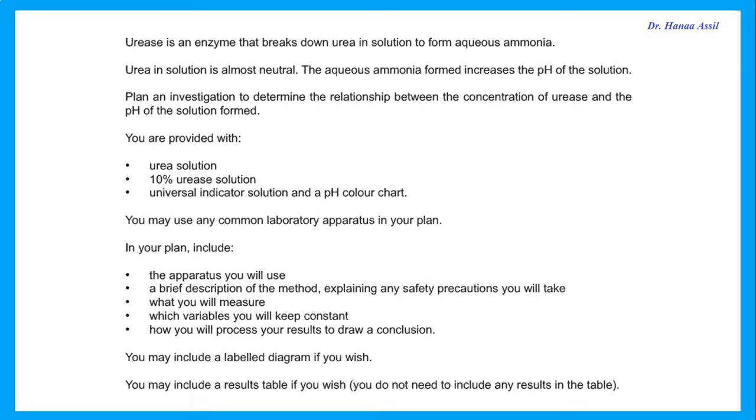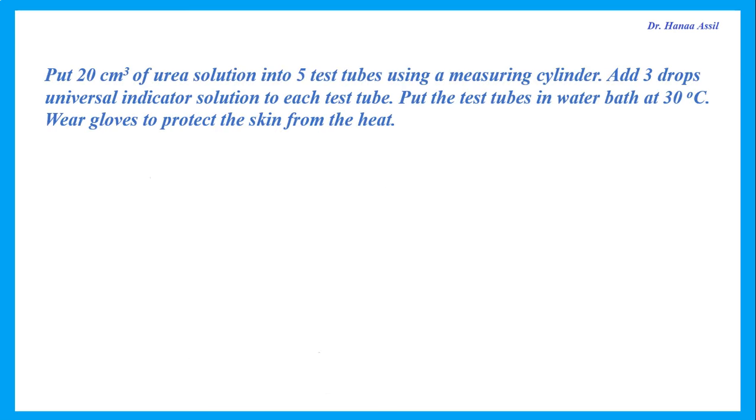We are provided with urea solution, 10% of the enzyme, which is the urease, universal indicator solution, pH color chart. You may use any common laboratory apparatus, include the apparatus, the method, the safety precautions, what you will measure, which variables will be kept constant, and how you will process the results.